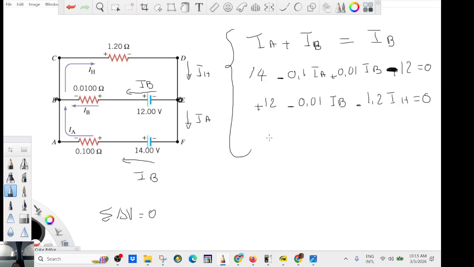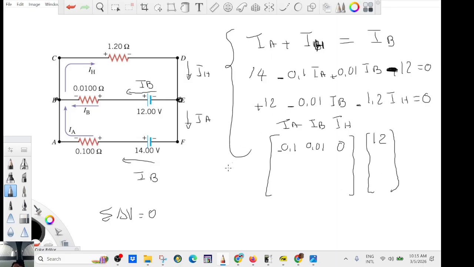Okay, and then you can do the matrix thing, and you do it the way you want. IA, that was IH, or IB, IH. So for IH here, I have minus 0.1. For IB, I have 0.01. IH is 0. And the last column will be 12.